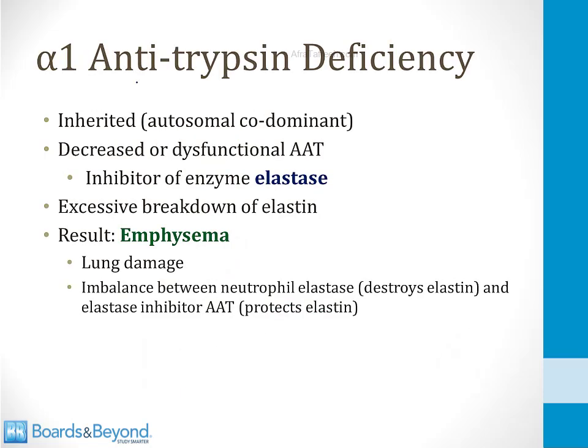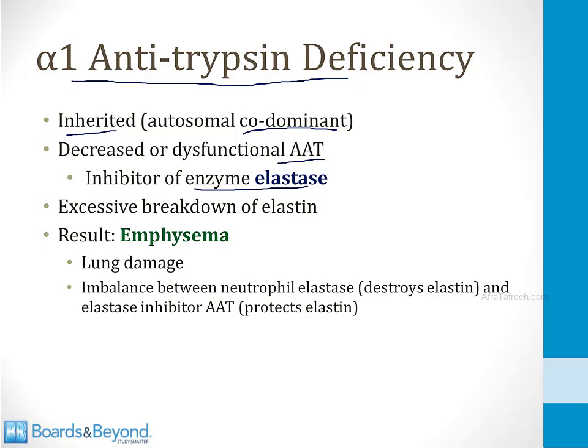There are a couple of disorders related to elastin that you should be familiar with. The first one is alpha-1 antitrypsin deficiency. I discussed this condition in detail in the obstructive lung disease video in the pulmonary section. I'll just briefly review it here. It's a genetic disorder inherited in an autosomal co-dominant fashion. It's co-dominant, meaning that both alleles for alpha-1 antitrypsin contribute to the phenotype. It's caused by decreased or dysfunctional alpha-1 antitrypsin protein, and this is an important protein for inhibiting the enzyme elastase.